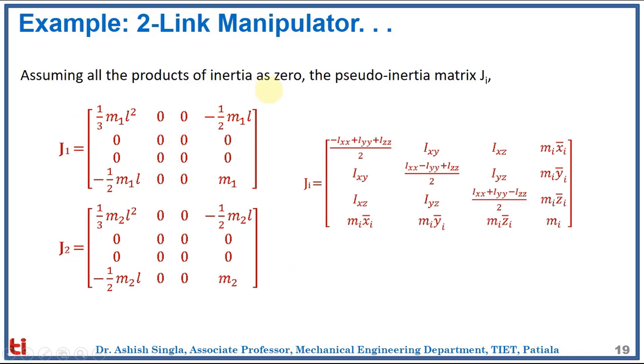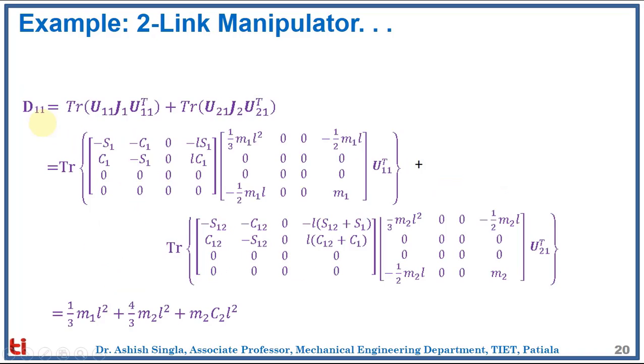Assuming all the products of inertia as 0, the inertia tensor for the first link is this, and the inertia tensor for the second link is this matrix. And this matrix is for a link which is assumed to be slender. Slender means the length is more than the other two dimensions. That is, the other two dimensions are very small when compared to length. For this, one can refer to the inertia tensor of a rectangular object for this matrix.